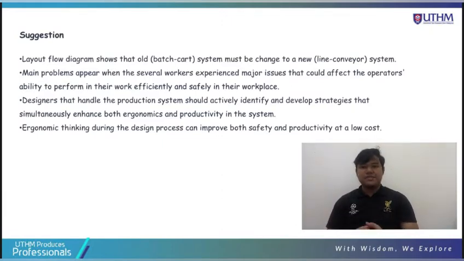Many problems appear when several workers experience major issues that could affect the operators' ability to perform their work efficiently and safely in their workplace. When planning automation, the designer should consider both the work removed and the work remaining. At the organization level, production system designers have the substantial responsibility for the ergonomic condition in their systems.